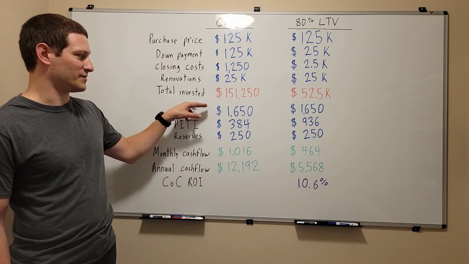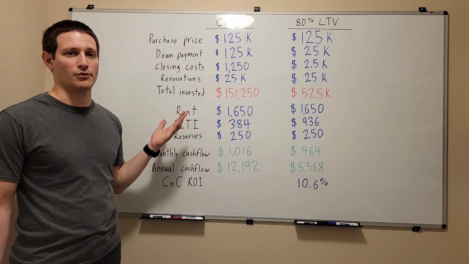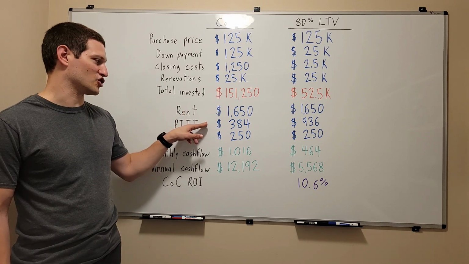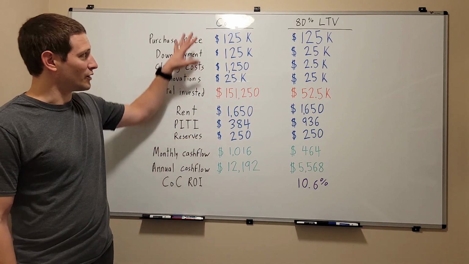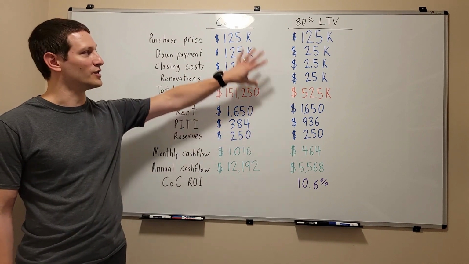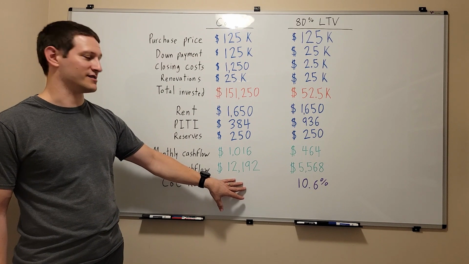However, as you can see, same rent, but the principal, interest, taxes, and insurance is much lower because you don't have a mortgage. So there is no principal and interest, just your property taxes and your insurance. And you would want to set aside the same amount for reserves. So your cash flow, if you bought the house in cash, would be over $1,000 a month, so over double what you get by having a mortgage. So your annual cash flow is over $12,000 a year.